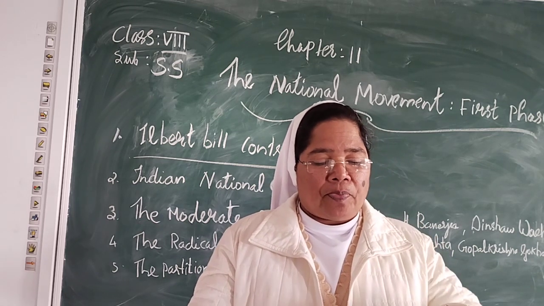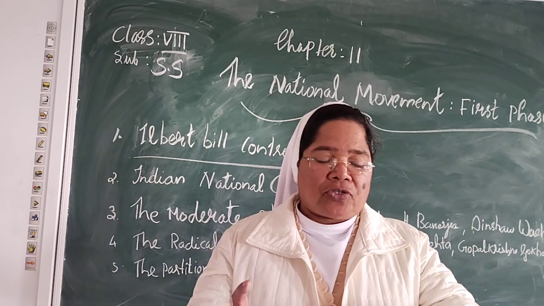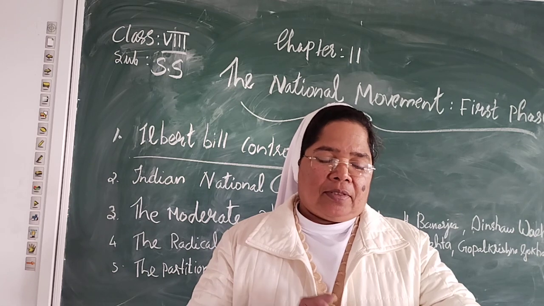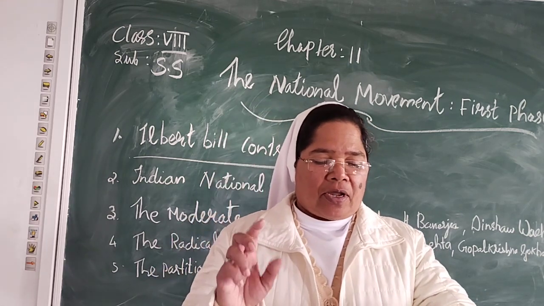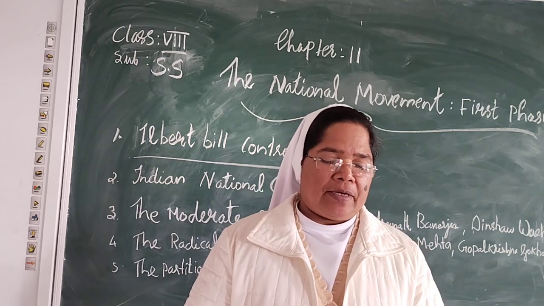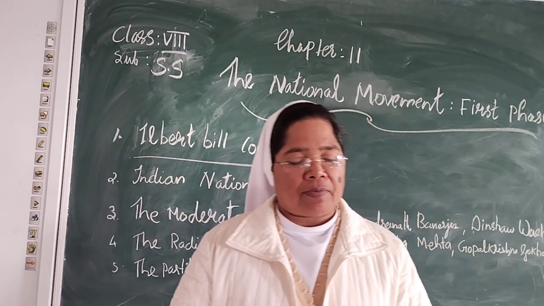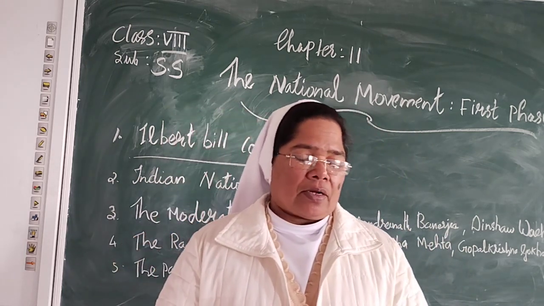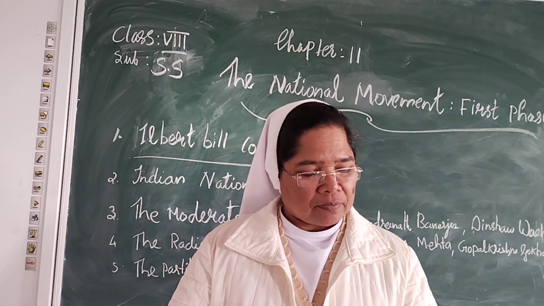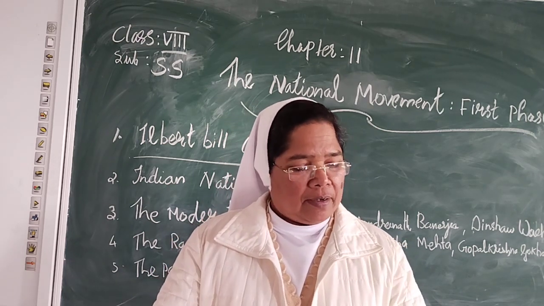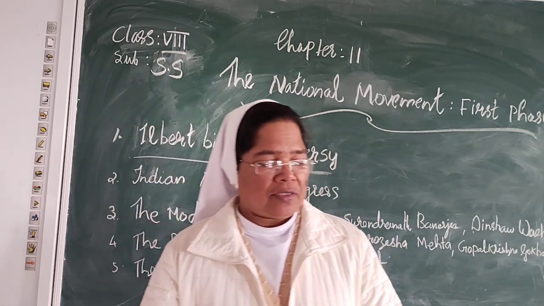Immediately, the whole European community started an agitation opposing the bill. They did not allow it. This protest forced the government to withdraw the bill. To the Indians, it was proof that they could never expect equality from the British government. That was the Ilbert controversy. Now let us consider the birth of political associations.